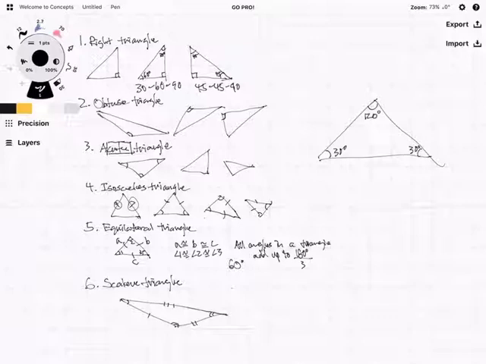Both acute and obtuse triangles could be scalene because their sides don't always have to be equal, and they don't always have to be not equal. And if you really think about it again, all equilateral triangles are acute triangles.